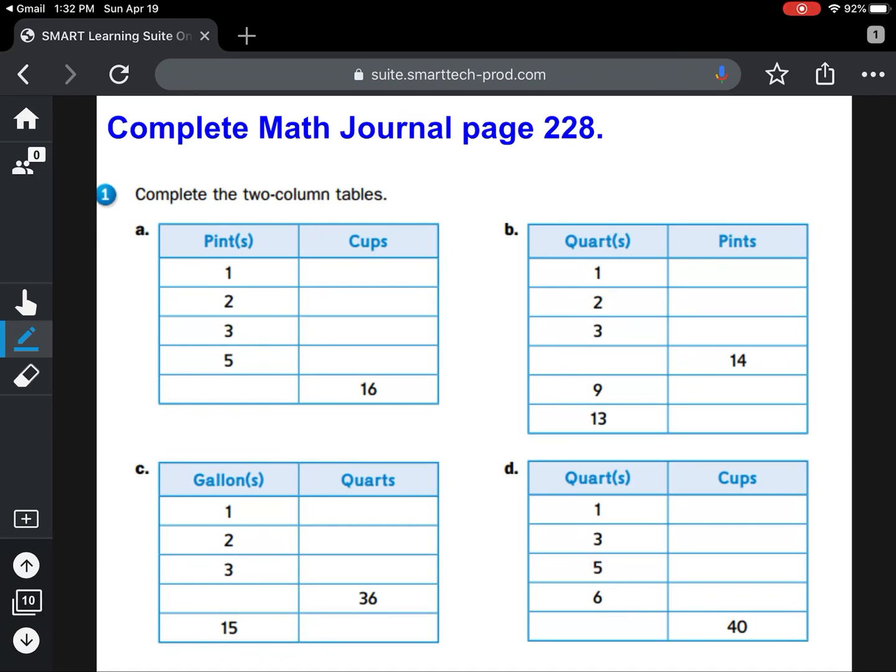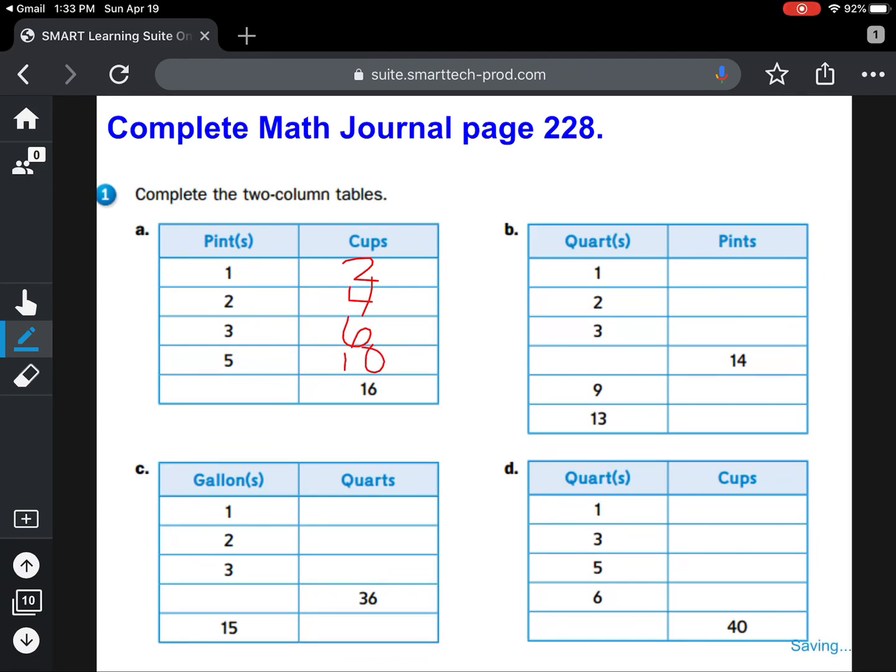So you could look at the chart or the scale at the top of page 229, and the very bottom scale is all about pints equivalent to cups. It says on here, 1 pint is blank cups. Well, you know by looking at the scale, 1 pint is 2 cups. And 2 pints are equivalent to 4 cups. 3 pints are equivalent to 6 cups. And 5 pints is equivalent to 10 cups.